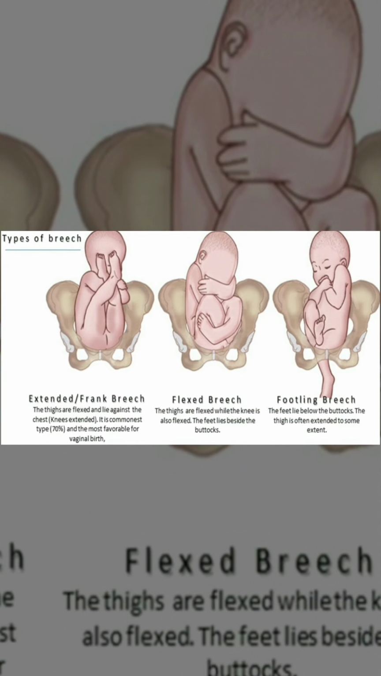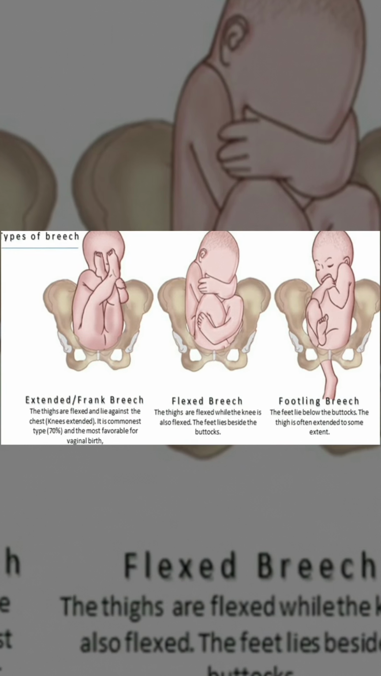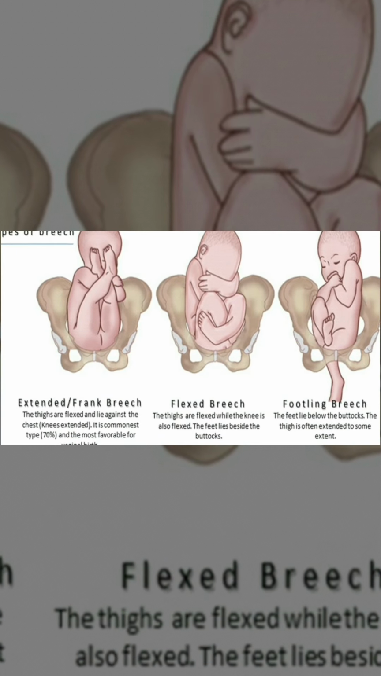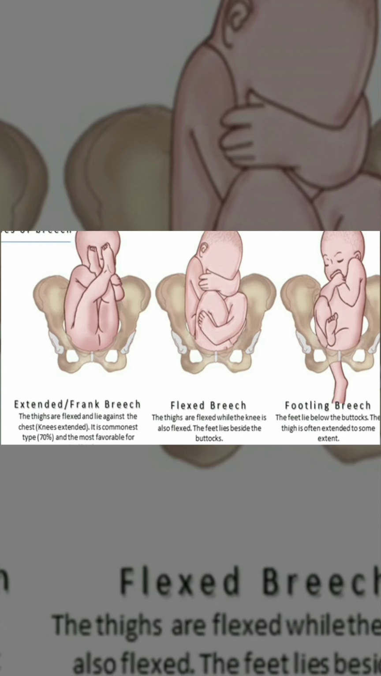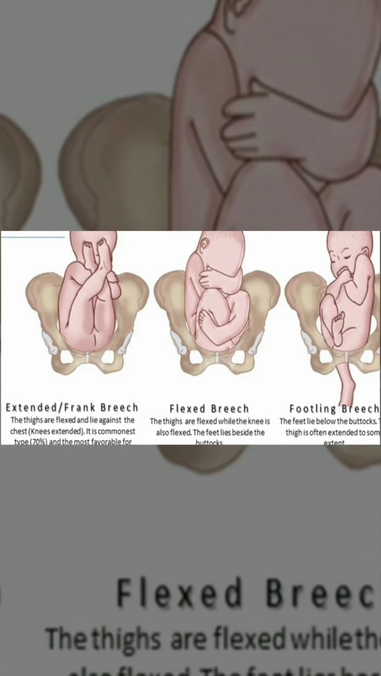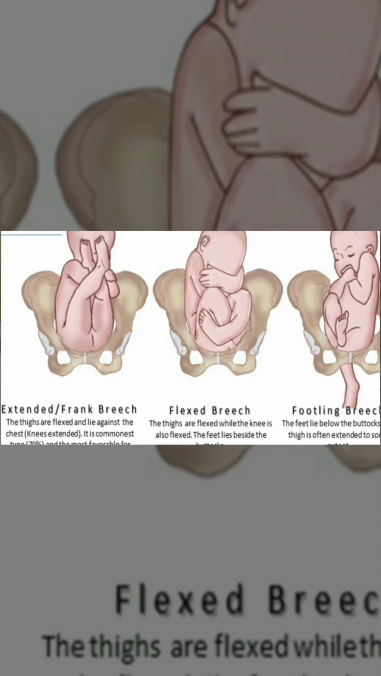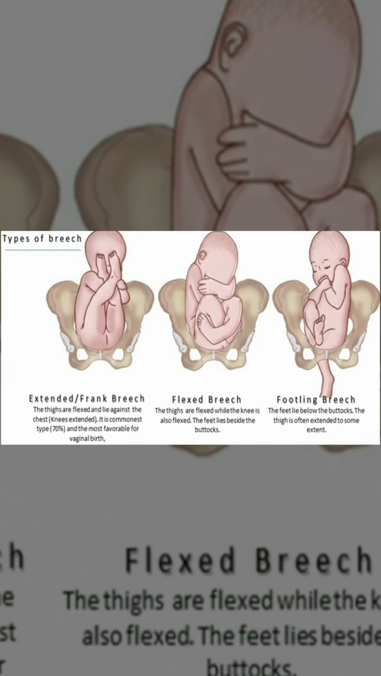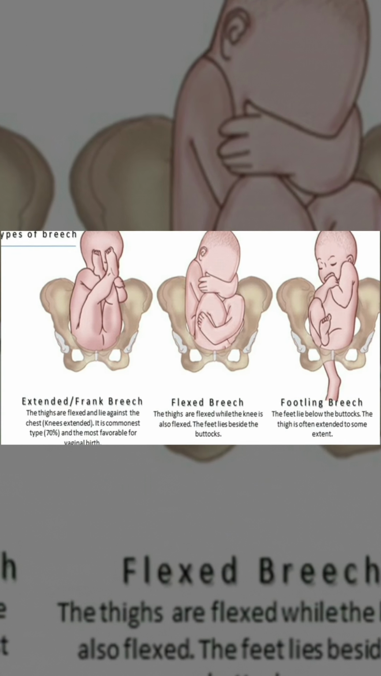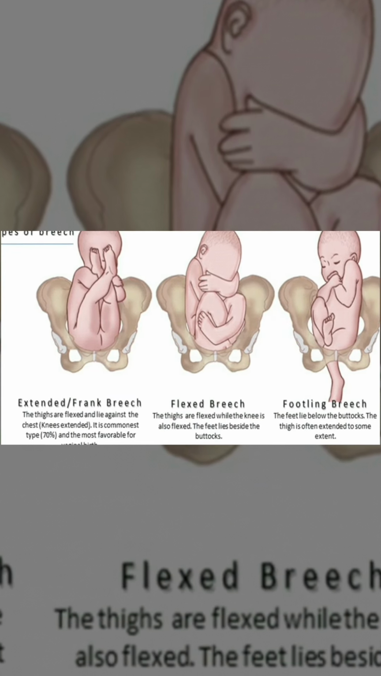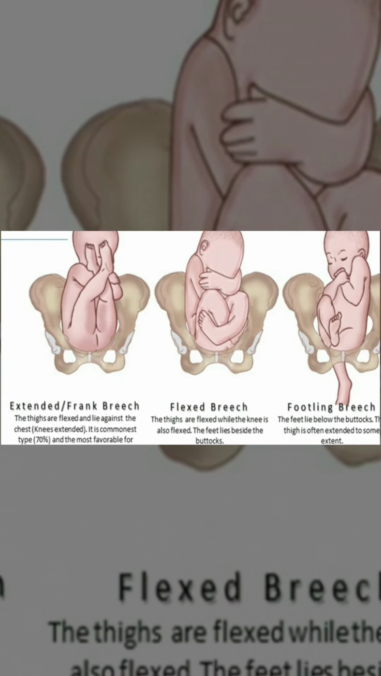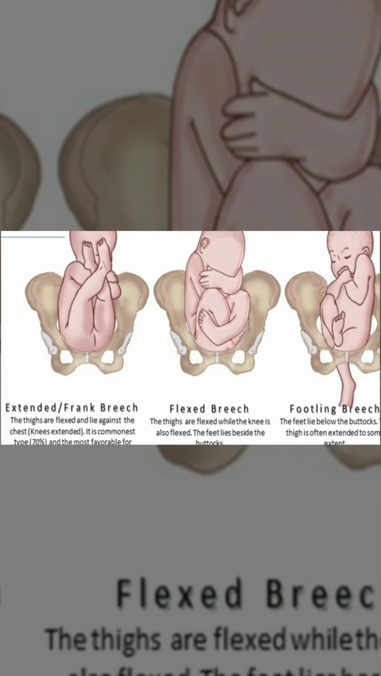And in the first picture, it's the extended or the frank breech, wherein the hip joints are flexed but the knee joint is not flexed, it is extended. This is one part of the incomplete breech presentation. And the third picture will show you the footling presentation where both the thighs and legs are partially extended such that the legs are present near the brim. This is the footling presentation. 25% of the incomplete breech presentation is the footling presentation.